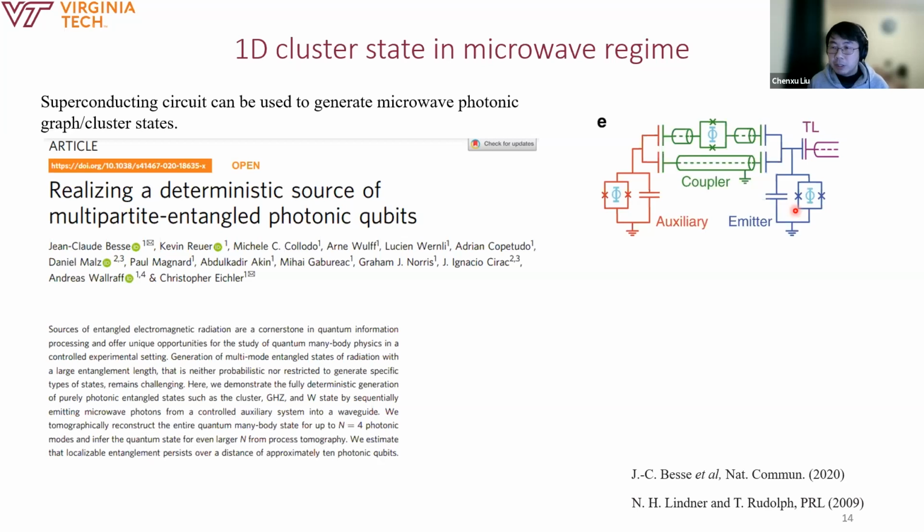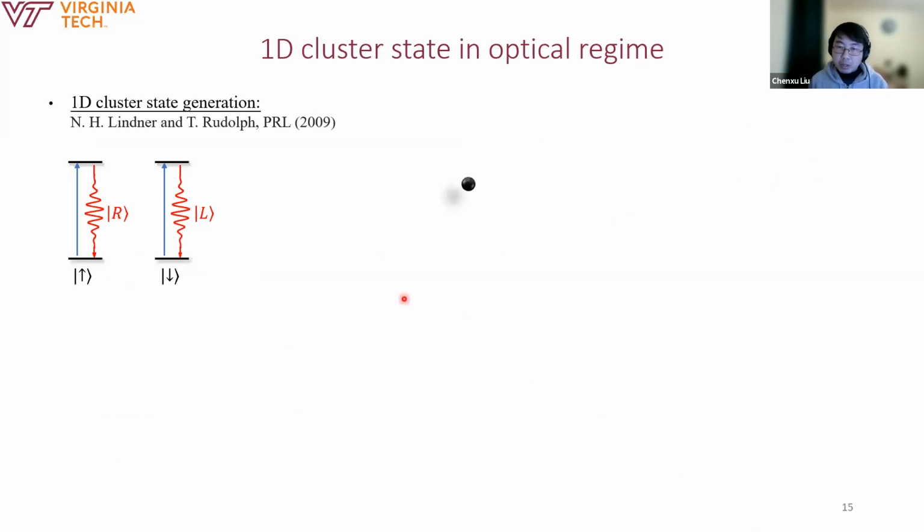So this generation scheme, especially the generation scheme for the 1D cluster state, is based on this 2009 Lindner-Rudolph proposal, in which they use a quantum dot as a photon emitter and work in the optical regime. In this proposal, they use a single quantum emitter, which has this level diagram, to generate a 1D cluster state of optical photons.